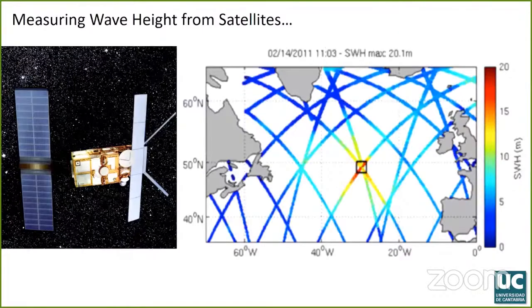Nowadays, there are other ways of measuring waves. Observations from satellites provide a unique and very accurate worldwide database of wave heights that is very useful for validating numerical models.